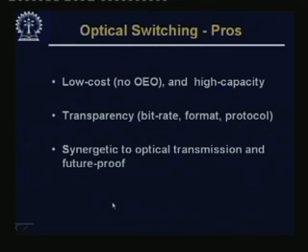So, we want to go to optical switching, whose advantages are low cost, high capacity, and transparency, that means it is independent of bit rate, format, protocol, etc. It is synergetic to the optical transmission and future proof, that means when we upgrade, all these things might change, but my intermediate node in the optical switch will not change.